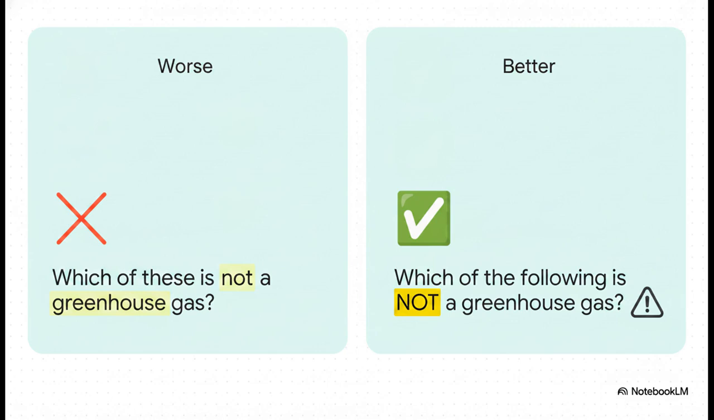Our next rule, avoid negative phrasing whenever you possibly can. Negative words completely confuse students when they're under the intense pressure of taking an exam. But, if you absolutely must use words like not, except, or least, you have to boldly capitalize them. You want to make it virtually impossible for the student to miss that negative condition.